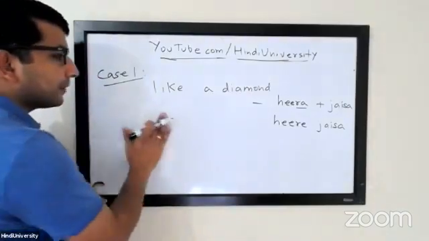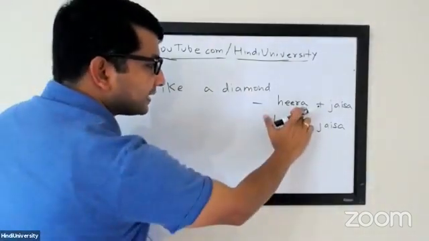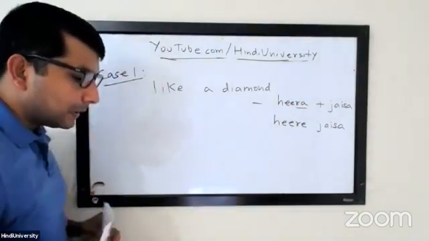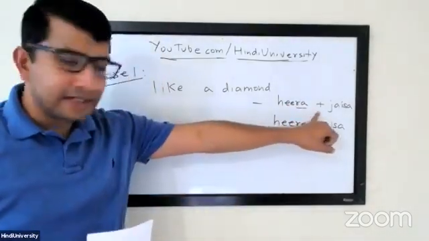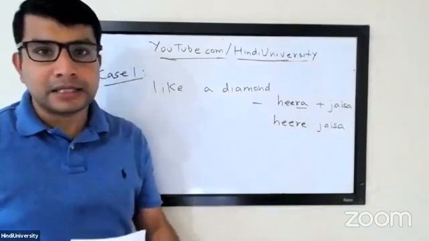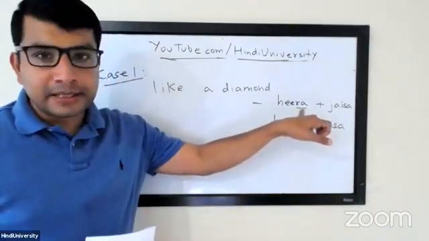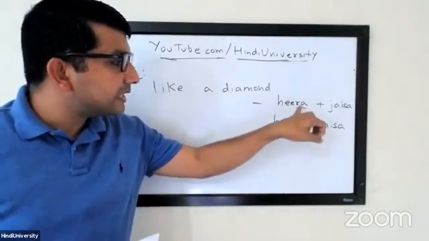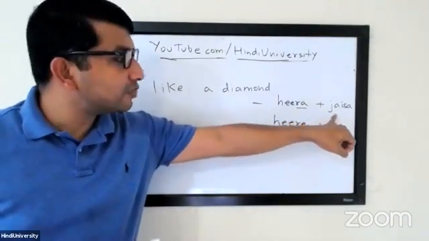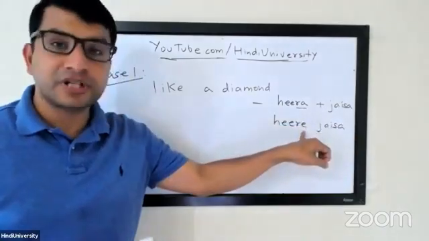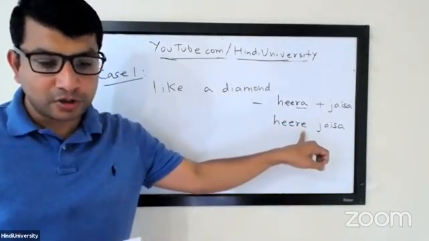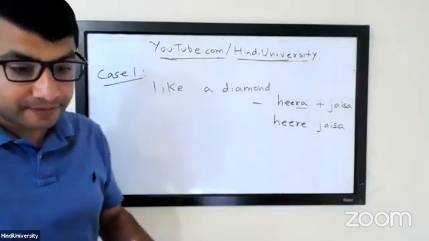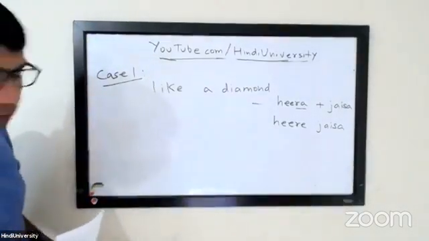So hira is basically diamond plus jaisa. And just like when you put a postposition following the noun and pronoun, like ka, ke, ki, this converts into oblique case. So if it is plural, hire is plural. But if you put jaisa after that, it'll become hero jaisa, because the plural oblique case of hira is hero. I hope this is clear.